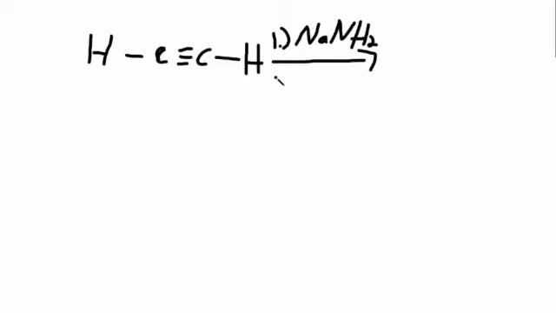Let's add a second one. Let's do this. I'm gonna draw it out. Get used to seeing what's going on. So it's primary. So SN2 should still work. All right, let's get started.